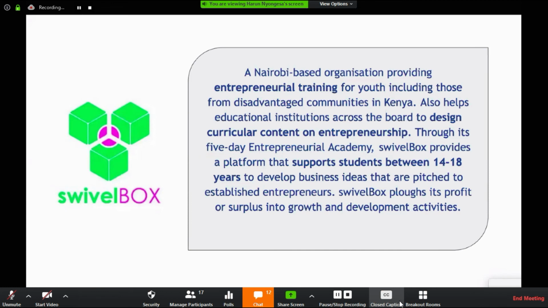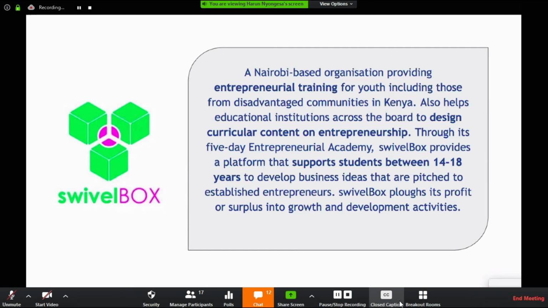That's very important so that children and all the young people in educational institutions can be exposed to entrepreneurial skills, which is not provided in our regular 844 or CBC curriculum in a way that can make a change in the community. So through its 5-day entrepreneurial academy, Swivelbox provides a platform that supports students between 14 and 18, these are high school students, to develop business ideas that are pitched to established entrepreneurs.